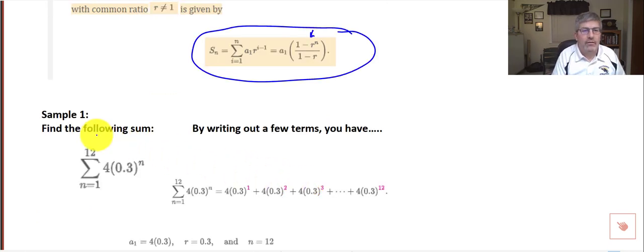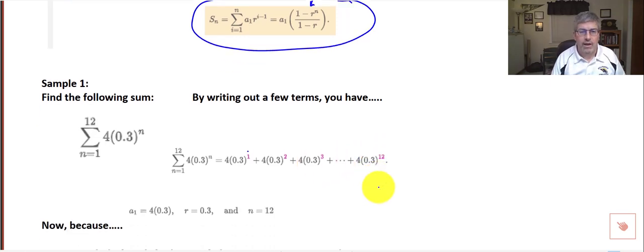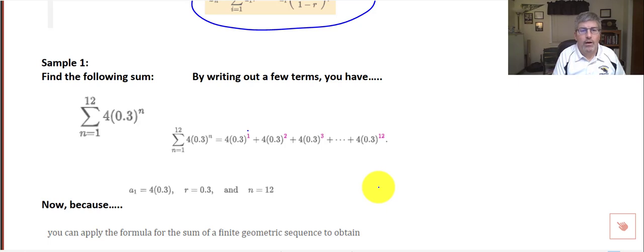If we're asked something like this, we want to find the following sum of 4 times 0.3 to the n from n equals 1 to 12. So we're looking for the sum of 12 terms here. Writing out the first few terms: 4 times 0.3 to the first, 4 times 0.3 to the second, 4 times 0.3 to the third, 12 different terms. Our a sub 1 is 4 times 0.3. Our r is 0.3. We've studied that before. That totally makes sense.